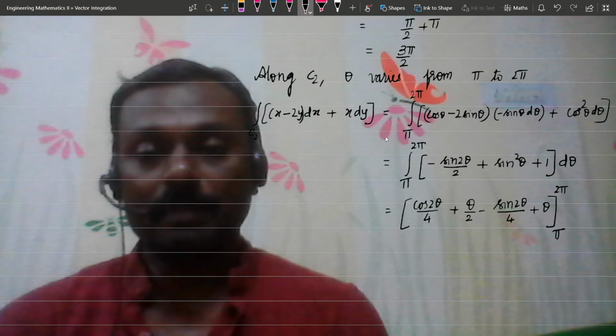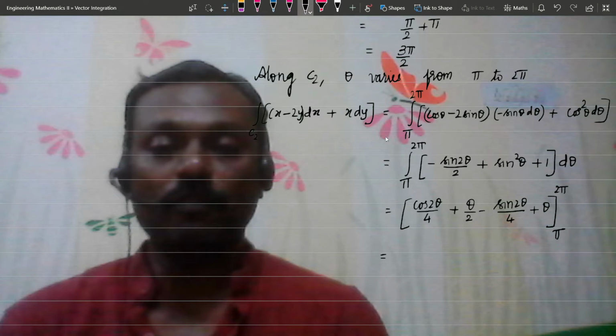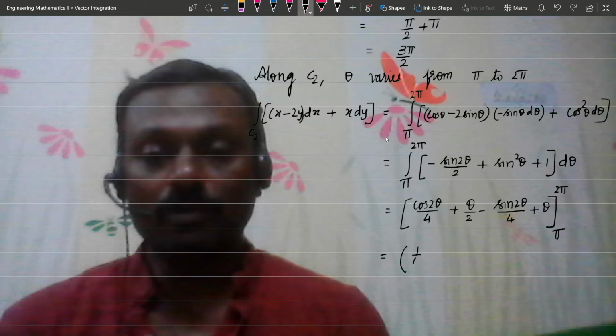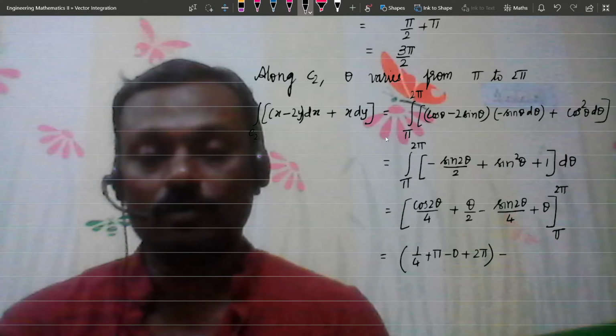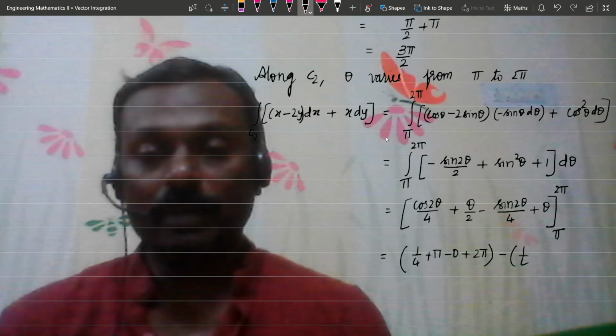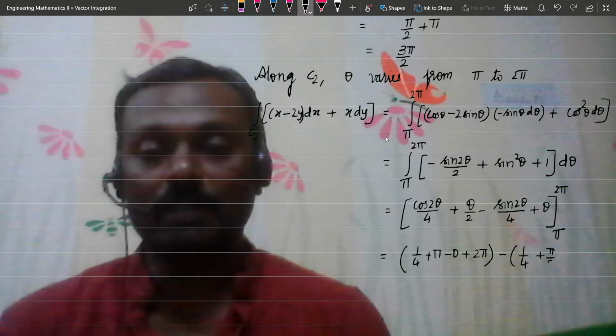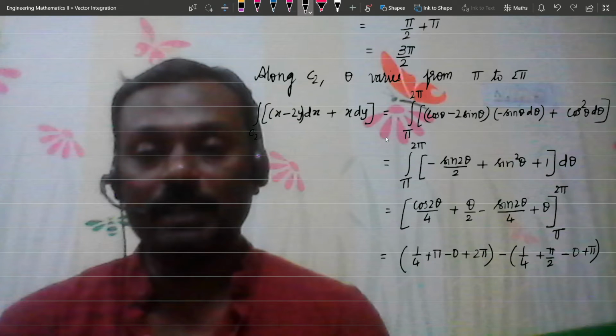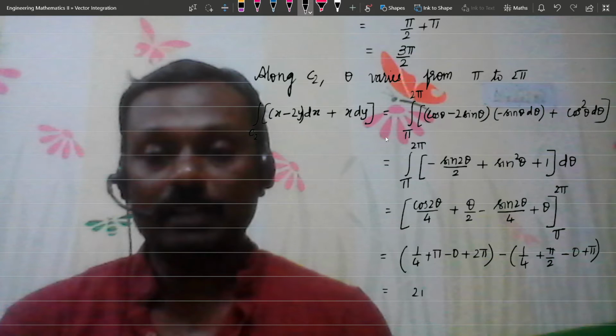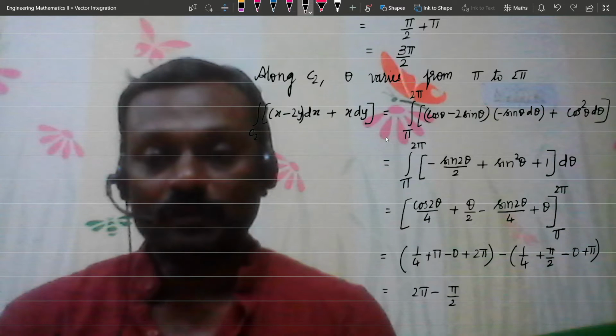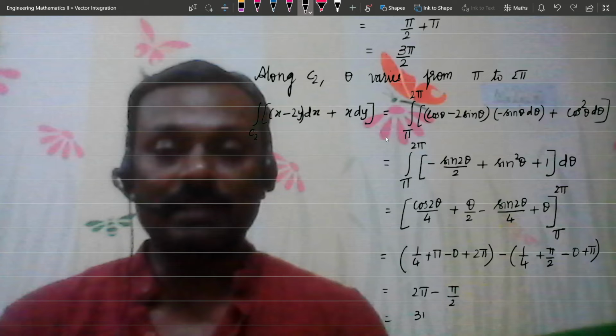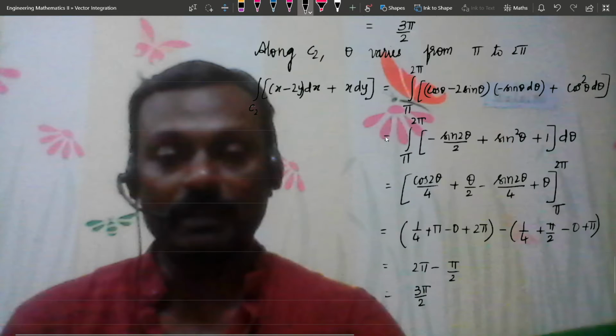Now applying the upper limit 2 pi, we have cos 4 pi which is 1, so it is 1 by 4 plus 2 pi by 2, it becomes pi, sin 4 pi is 0, plus 2 pi, minus, apply the lower limits, cos 2 pi which is again 1 by 4, theta is pi, therefore pi by 2, sin 2 pi 0, again theta equal to pi. Now plus 1 by 4 minus 1 by 4 get cancelled, and plus pi minus pi get cancelled, so the rest of the terms are 2 pi minus pi by 2, which is again 3 pi by 2.